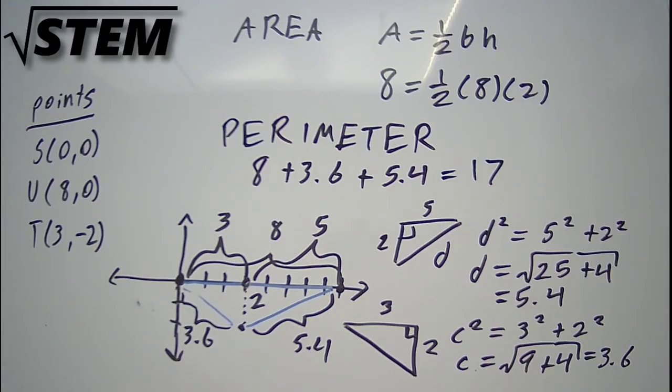Alright guys, so that is how you can start with a set of points to graph a figure and find out its area and perimeter.